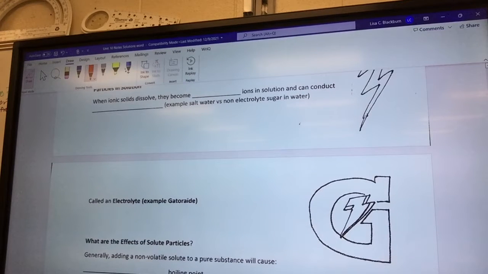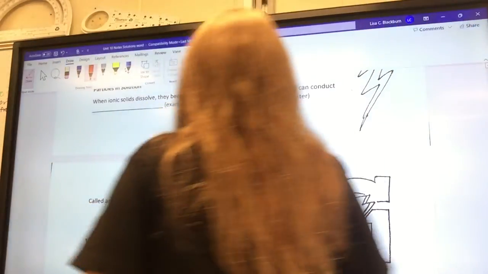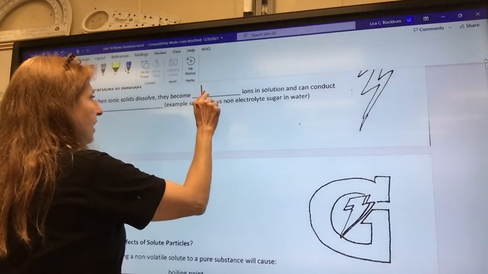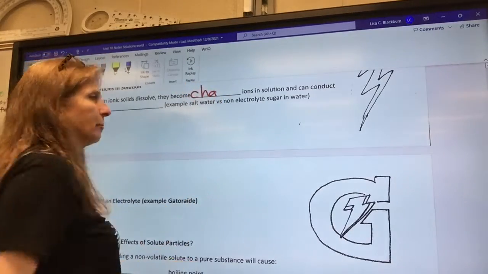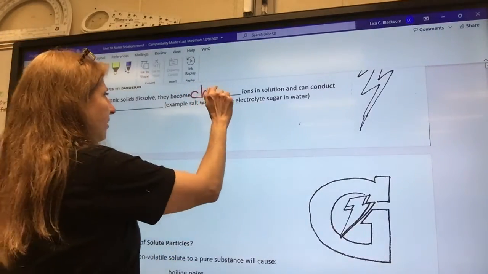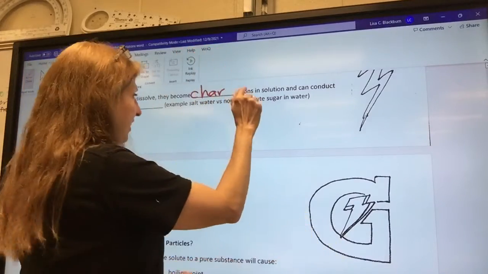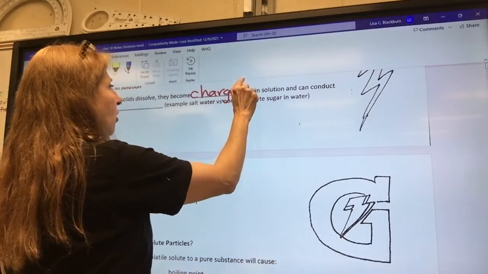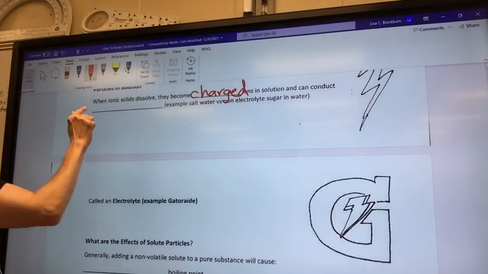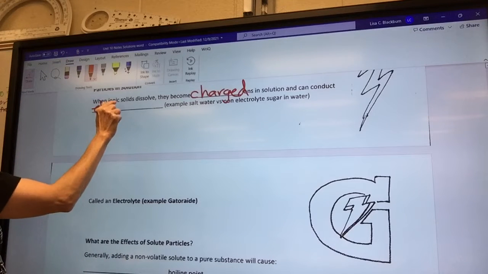Okay. When ions are dissolved, they are charged. We learned that a long time ago about cations and anions. When you dissolve cations and anions, charged particles in solution, then they can conduct electricity.